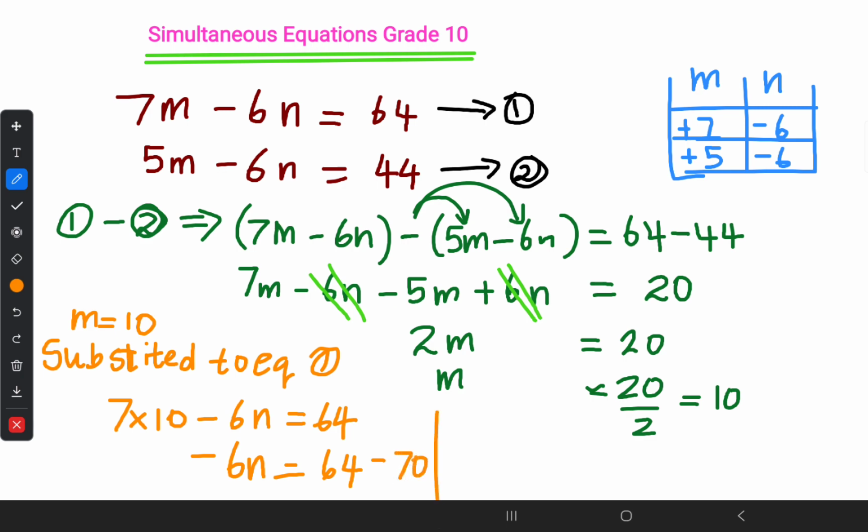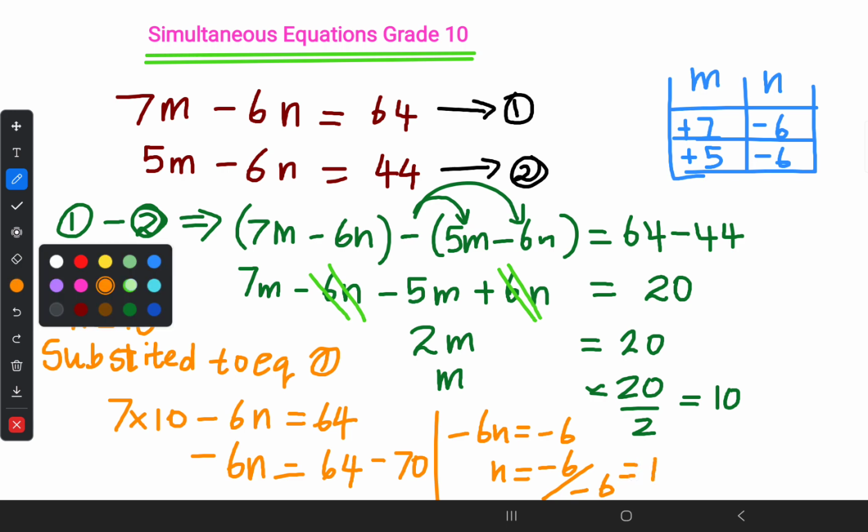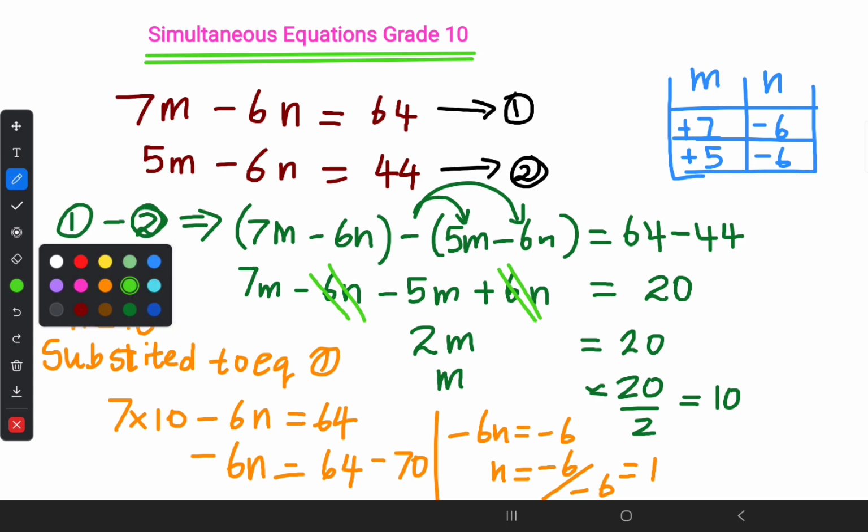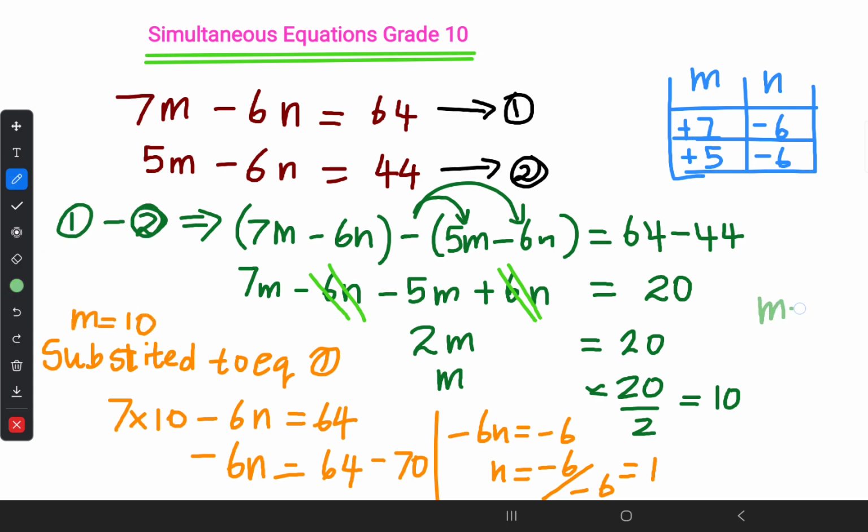So thereafter you will have negative 6n equals 64 minus 70. It is negative 6. So finally n is negative 6 divided by negative 6. It will give you n as 1. Just a positive 1. So overall, the solutions for m and n respectively, m is 10, n is 1. That's all.